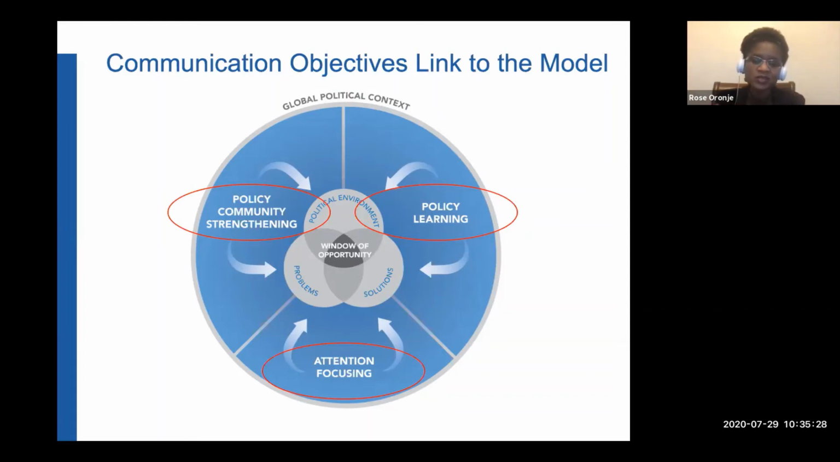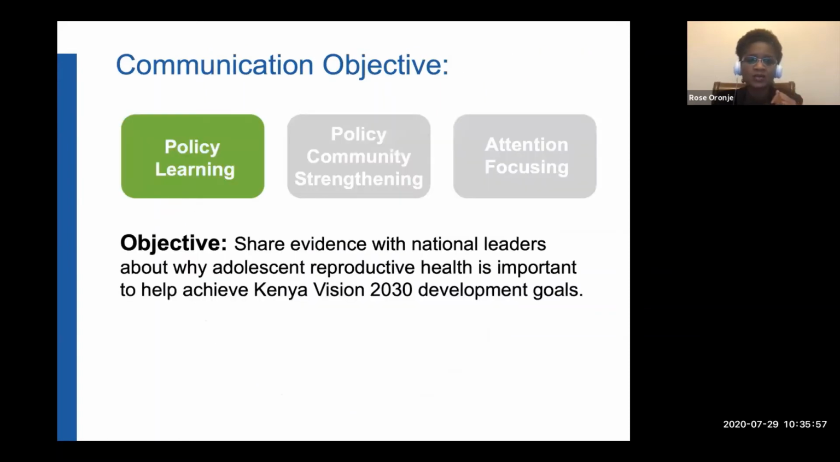And so these three things, attention focusing, policy community strengthening, and policy learning, are important dimensions of communications activities that we can do in order to create a window of opportunity for policy change. And so we are bringing this here because we'd like your communications objectives to speak to some of these issues, especially if you're hoping to have your issue raised on the political agenda and for policymakers to act on it.